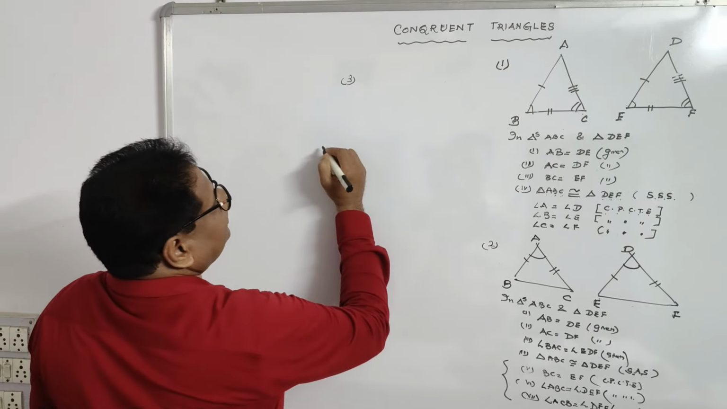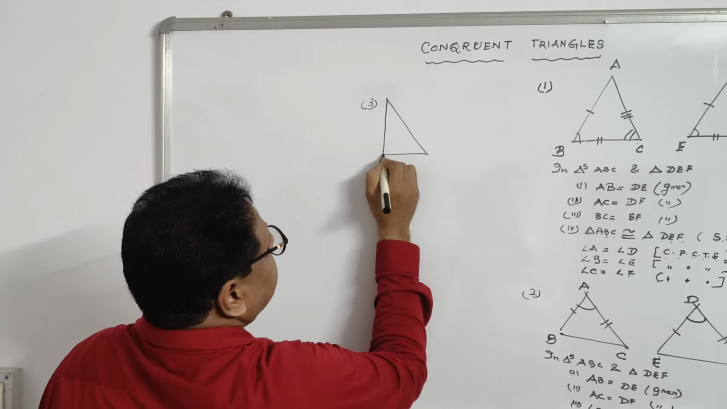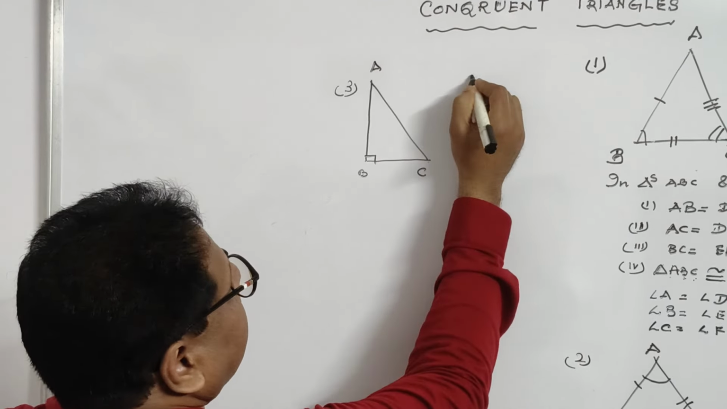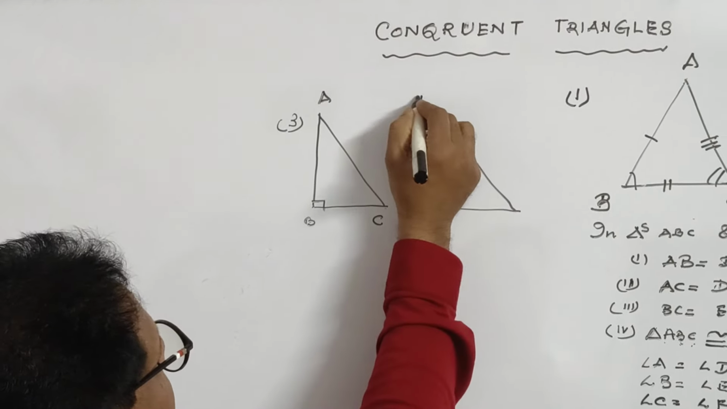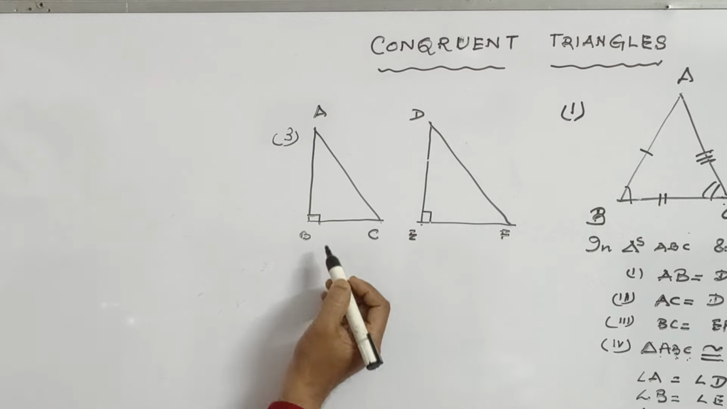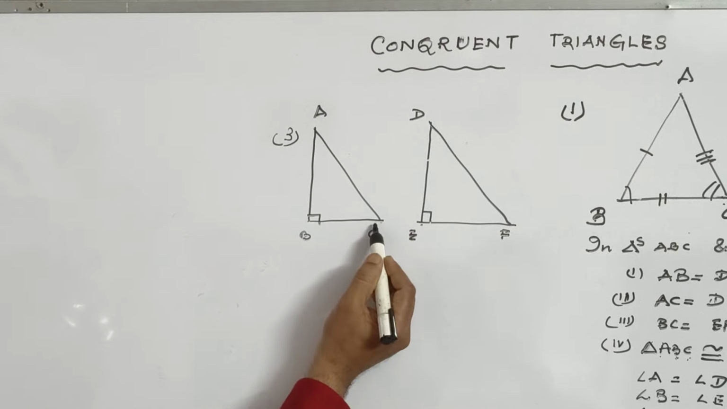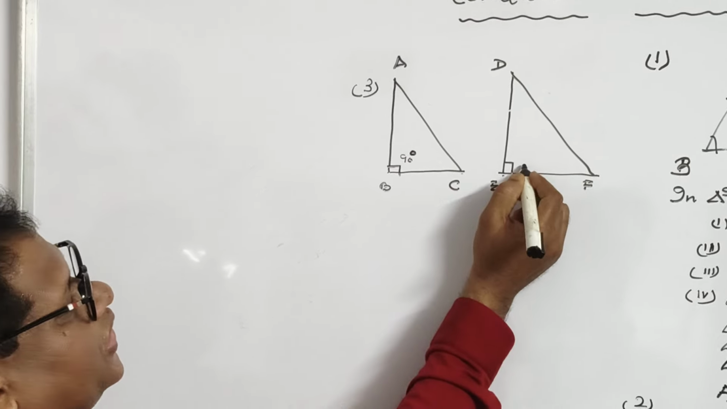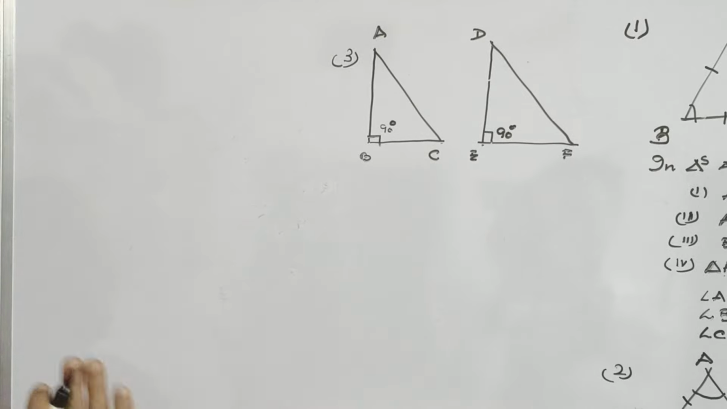Here I am giving 2 triangles. Suppose triangle ABC, and here we have another triangle, that is DEF. Now you know this notation. This notation is for right angle. That means angle ABC is 90 degree. Let me write this 90 degree. Here also this is 90 degree. And the third condition is RHS.